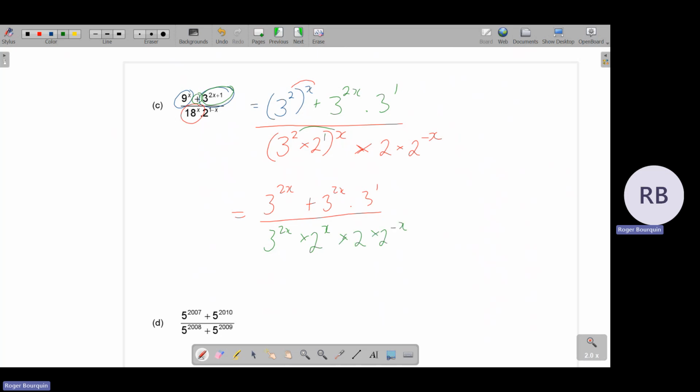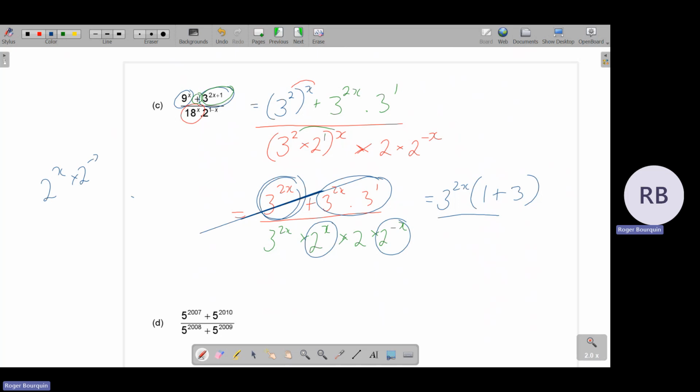So now we've got to think a little bit with this one. The top, there's really only one thing we can do, and that's take out 3 to the 2x as a common factor. To get back to this term, you've got to times by 1, plus, to get back to the other term, you've got to times by 3. Here, remember 2 to the x times 2 to the negative x.